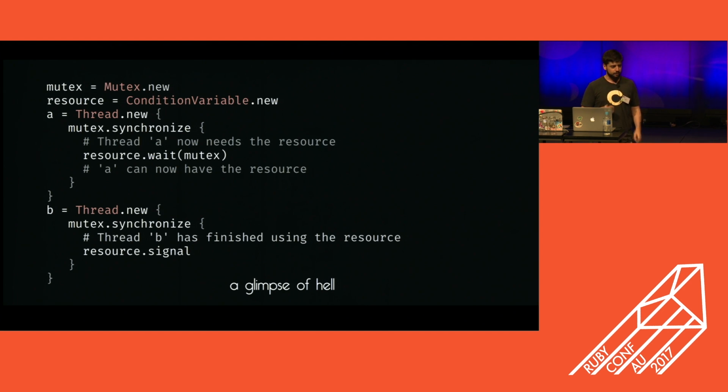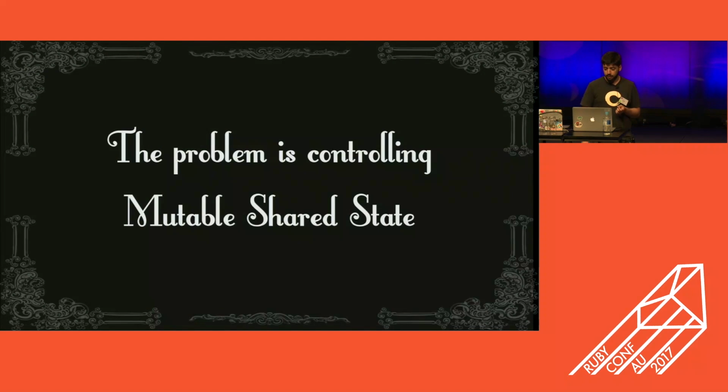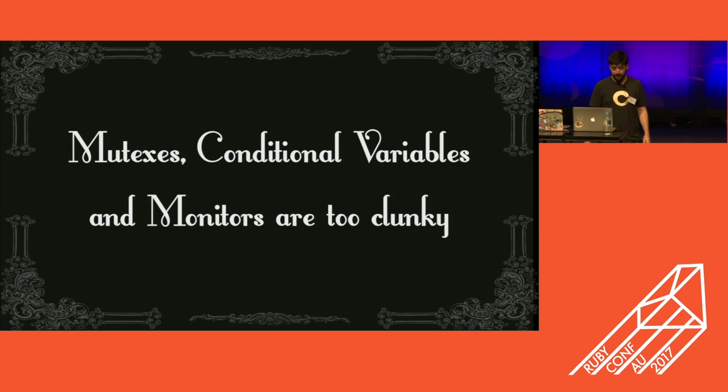And the problem is not exactly with threads, right? If you look at the thread API, it's actually quite simple. You do Thread.new, you pass a block. What's wrong with that? The problem is controlling mutable shared state. When you try to have those two threads talk to each other while running at the same time, that's when you start to get into trouble. And the tools that Ruby provides out of the box, like mutexes, condition variables, monitors, all that sort of stuff, are too clunky. They're not easy to use. You have to know a lot about them. You have to be very careful. It's like coding in a minefield. It's not fun.